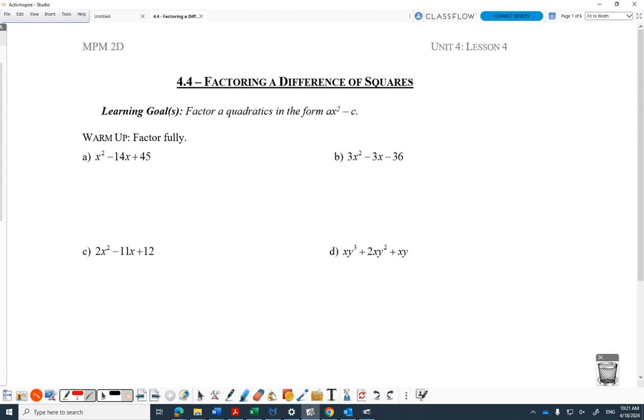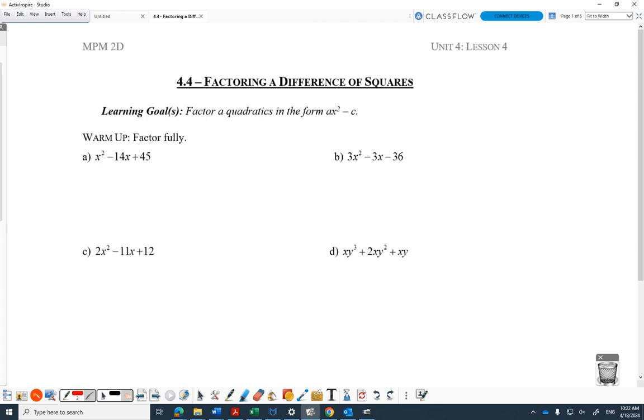Factoring a difference of squares. Sounds ominous, but it's not. Most people who learn factoring believe this is the easiest of the factoring. While it's happening, you might not believe me, not till I finish and start actually doing examples, then you'll believe me.